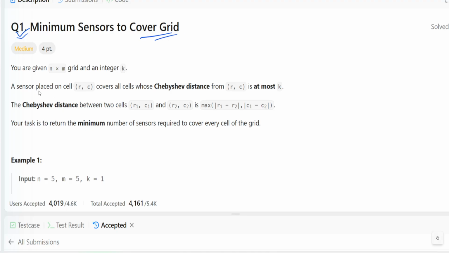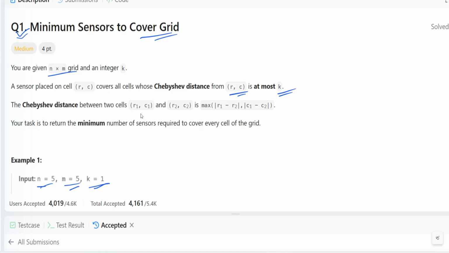So we have been given some grid. Let's suppose this is the grid we have been given, and it is m cross n. Let's suppose for this case, n is 5 and m is 5. Okay, like this we have been given, and k we have been given. Now what it is saying is that we have to place sensors on the cells, right? And we have to find the distance from the given k.